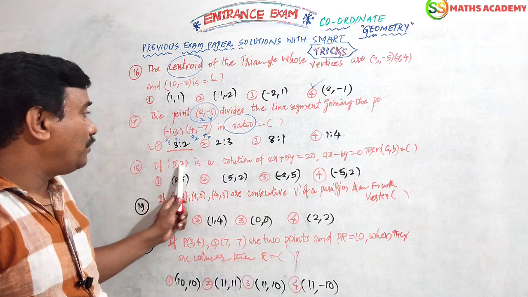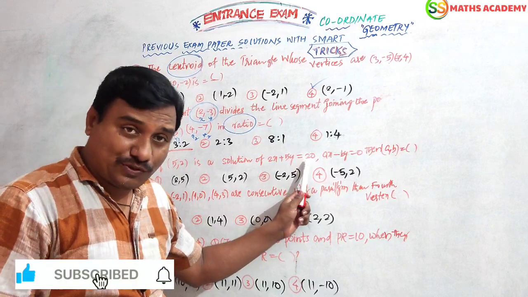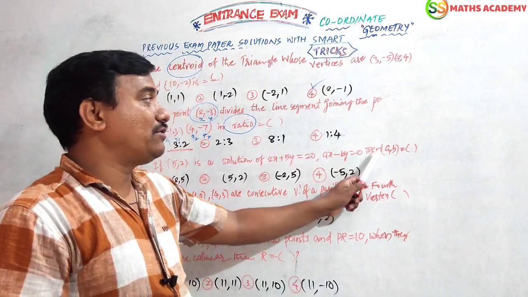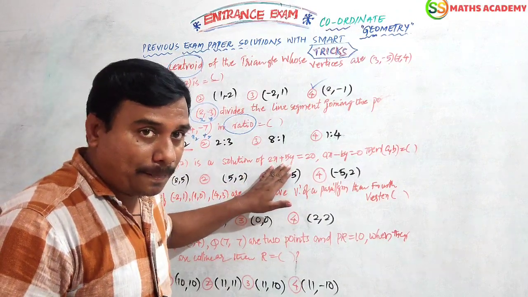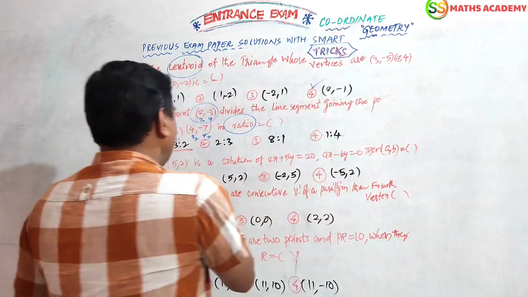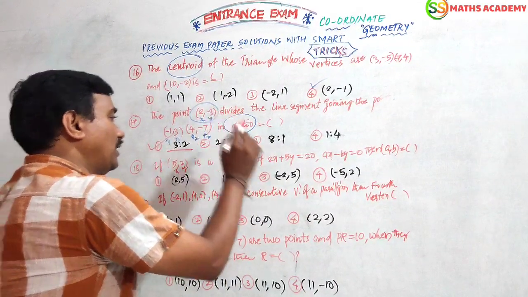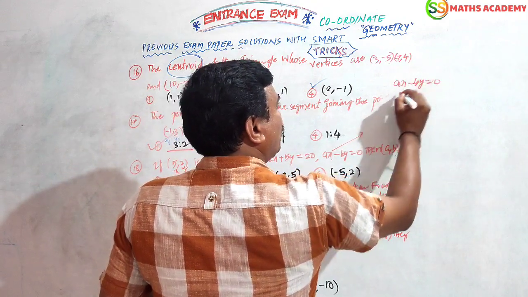Next. If (5, 2) is the solution of 2x plus 5y equals 20, ax minus by equals 0, then find (a, b). It is already the solution of this equation, so it may be a solution of the other. I have to substitute in the place of x and y: this is the x value, this is the y value. So substitute into ax minus by equals 0.